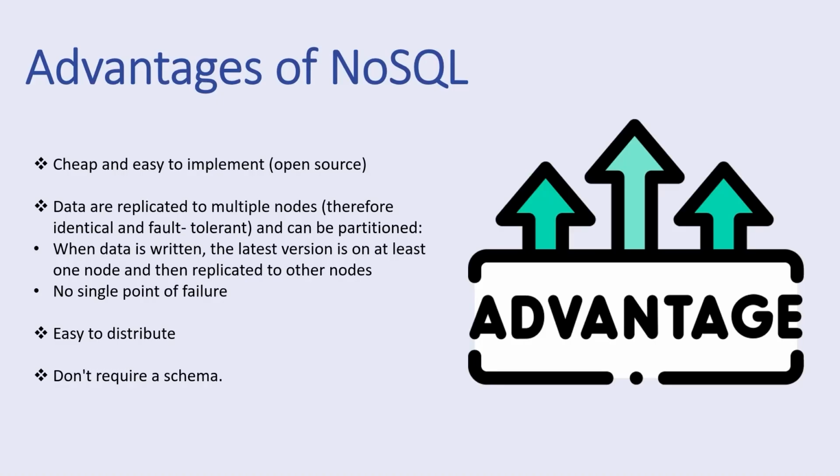What are the advantages of NoSQL? NoSQL is cheap and easy to implement as it is open source. Data is replicated to multiple nodes, therefore identical and fault tolerant, and can be partitioned. When the data is written, the latest version is on at least one node and then replicated to other nodes. No single point of failure. It is easy to distribute data. It does not require a schema.